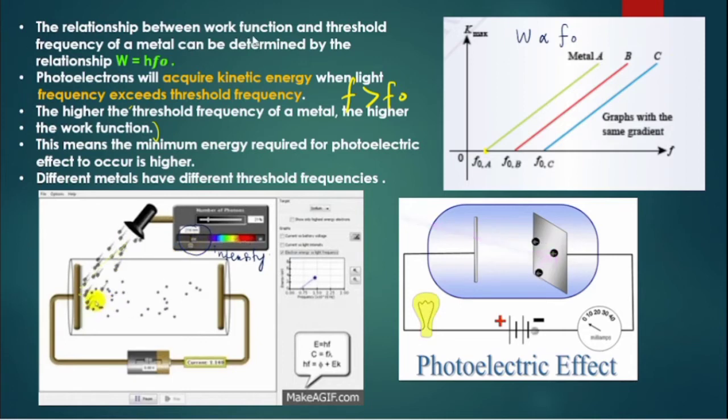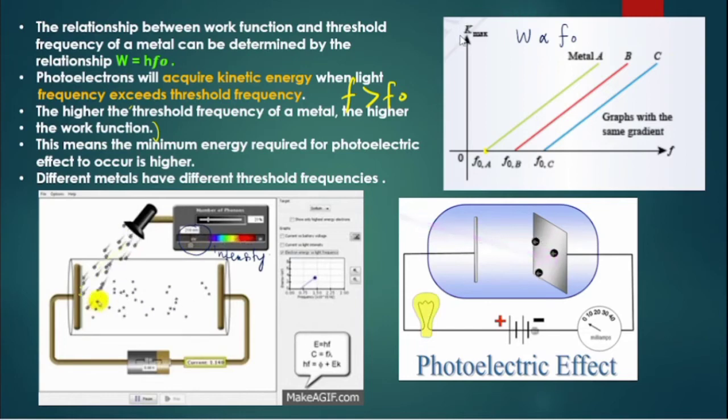The relationship between work function and threshold frequency of a metal can be determined by the relationship W equals hf0. Photoelectrons will acquire kinetic energy when the light frequency exceeds the threshold frequency, meaning f is greater than f0. The higher the threshold frequency of a metal, the higher the work function. This means that the minimum energy required for the photoelectric effect to occur is higher. Or we can say different metals have different threshold frequencies.